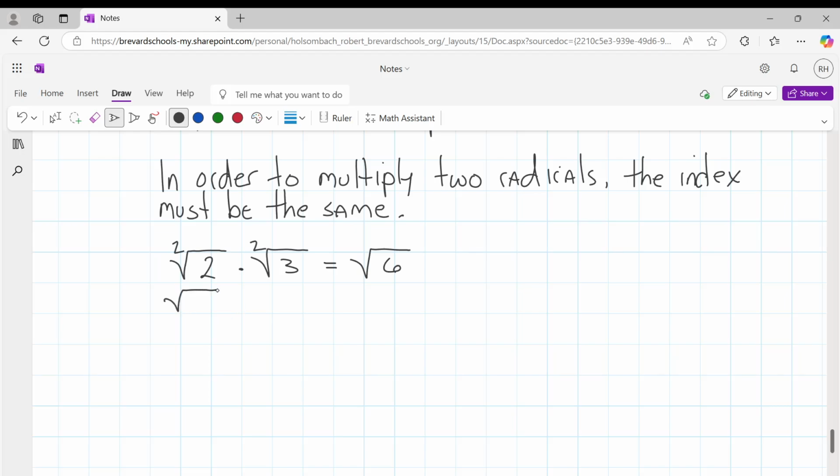If we had the third root of 5 times the third root of 4, the indexes are the same, so we can multiply. That gives us the third root of 20. 20 doesn't have any perfect cubes as factors, so it's in simplest form. All right?